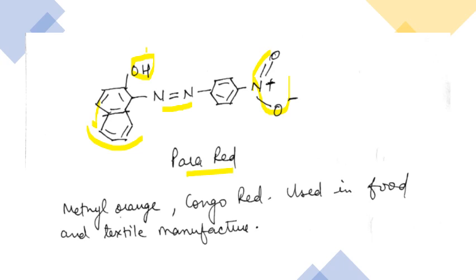Also methyl orange, which is mainly used in labs in acid-base titration, and Congo red, which is also used in food and textile manufacturing. So if we see azo dye applications, they are used in food as well as in clothes and fabric manufacturing. So these are the examples of azo dyes: para red, methyl orange, Congo red.